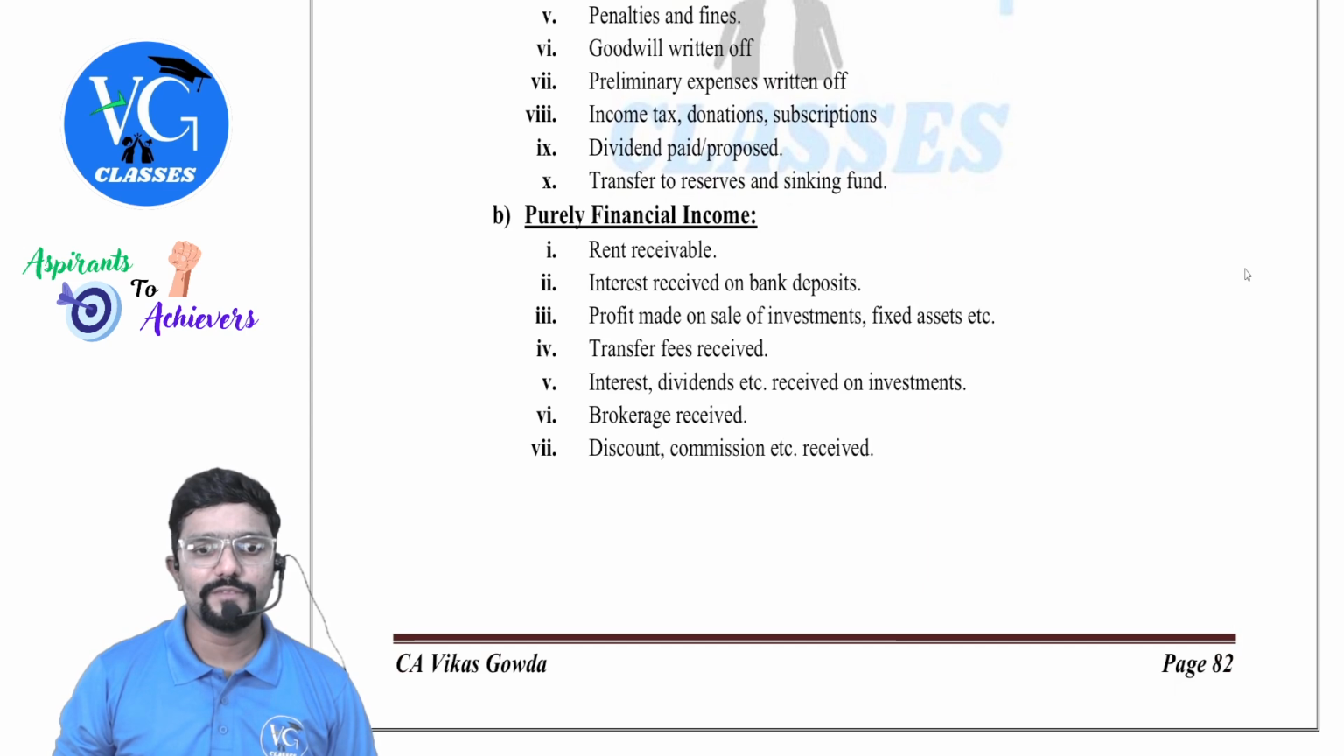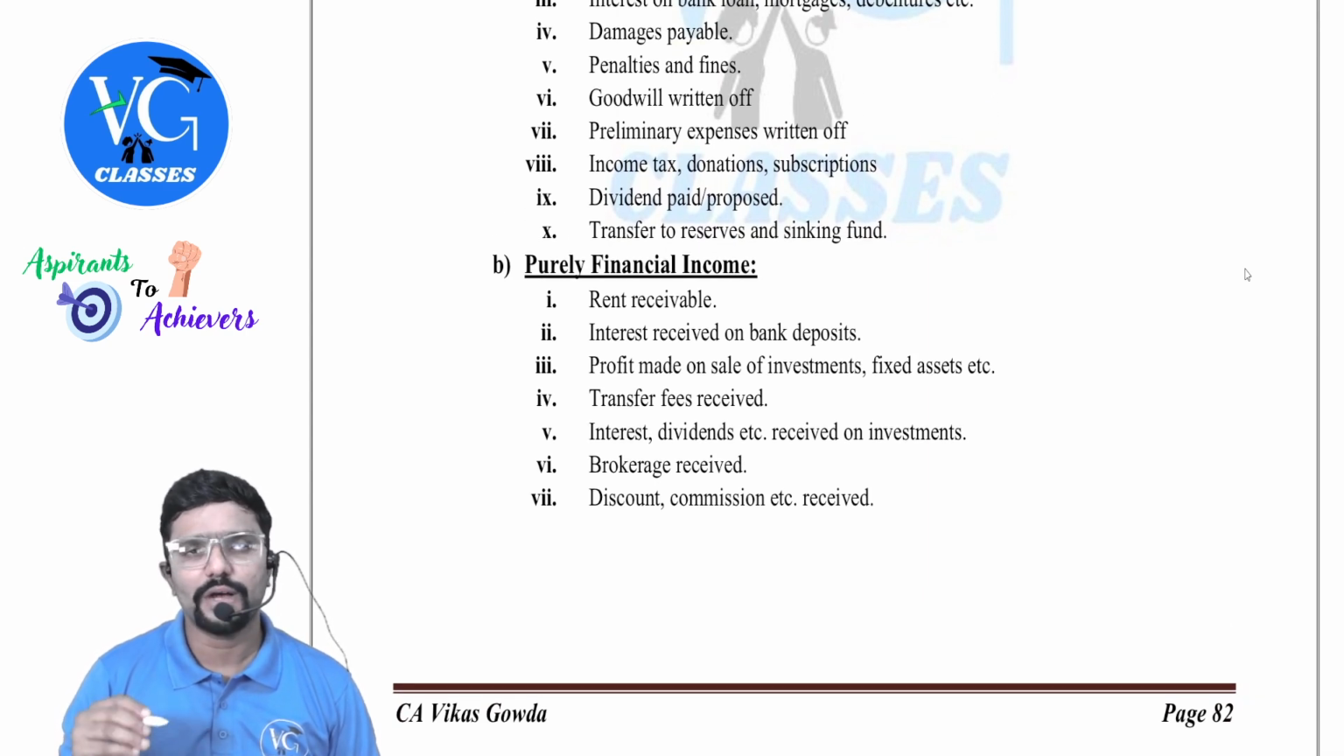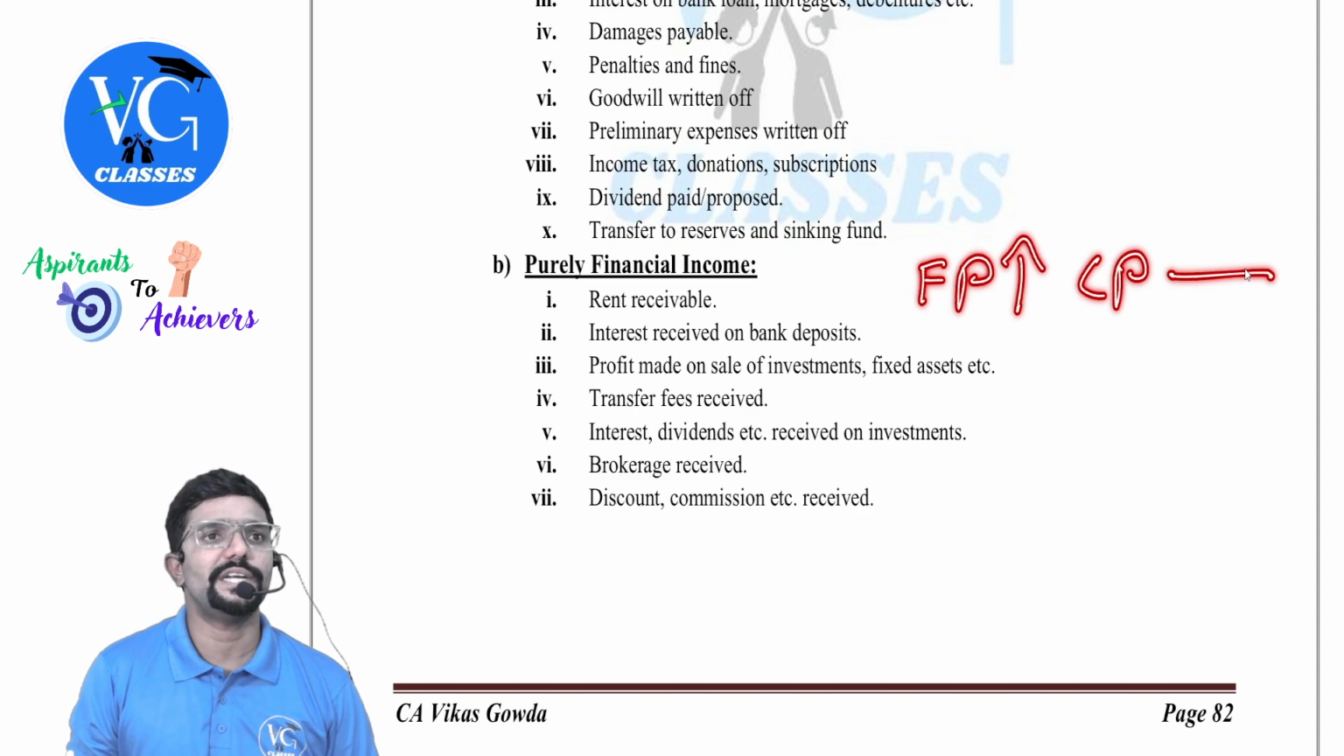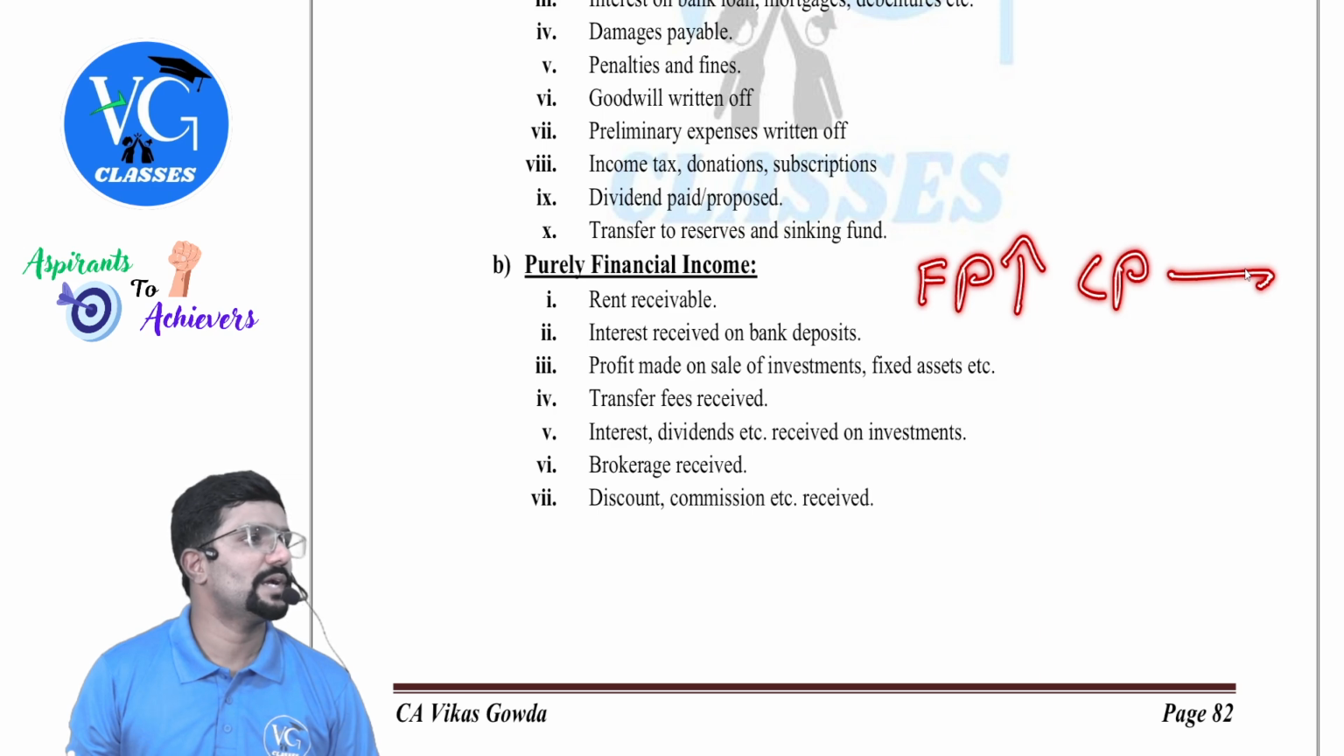Now, because of this, what will be the effect on books or profits? Financial profit will go up, guys, whereas costing profit will be the same, constant. Financial profit will go up and costing profit will remain the same.